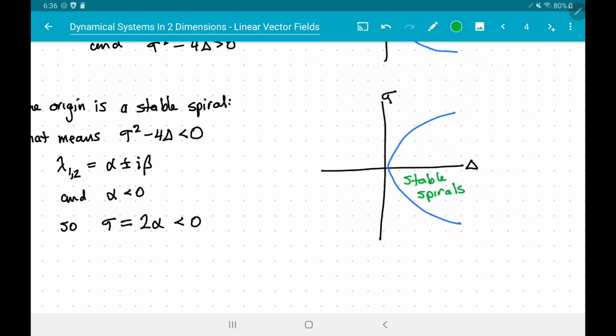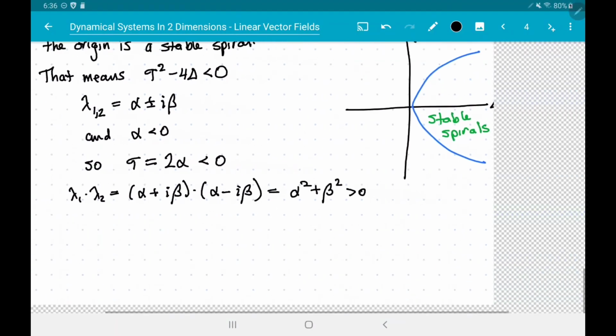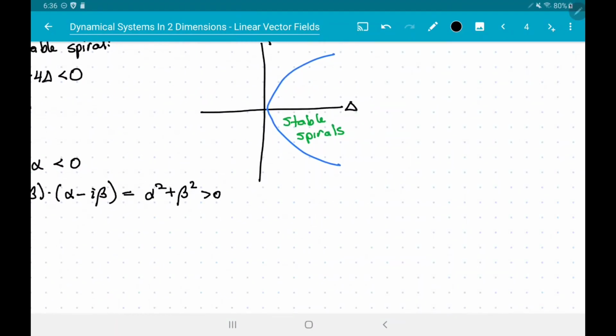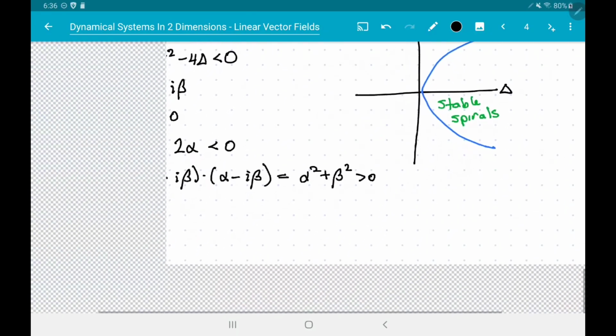Now, it may be not immediately obvious why the determinant is necessarily positive. Well, lambda 1 times lambda 2, in this case, is going to be alpha plus i beta for lambda 1, but then alpha minus i beta because the other eigenvalue is the conjugate of the first. And if you FOIL all of this out, you get alpha squared plus beta squared, which is always positive. So the determinant will always be positive for a spiral. It's the trace that tells you whether it's a stable spiral or an unstable spiral.